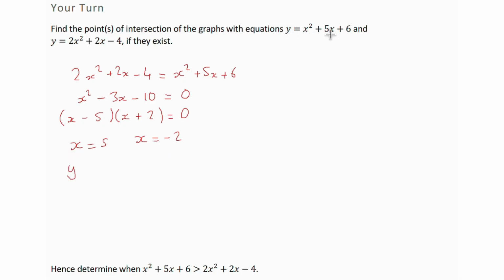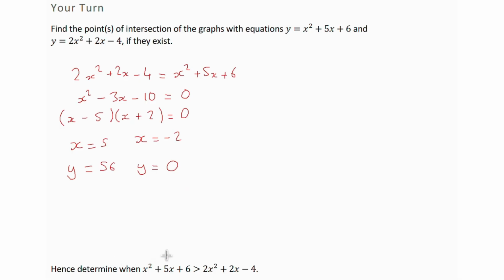When x is equal to 5, we get 5 squared is 25, plus 5 times 5 is plus another 25, so that's 50, plus 6 is 56. And when x is negative 2, squared is 4. 5 times negative 2 is minus 10, so 4 minus 10 plus 6 is equal to 0. So we found the two coordinates, the points of intersection of these two graphs.